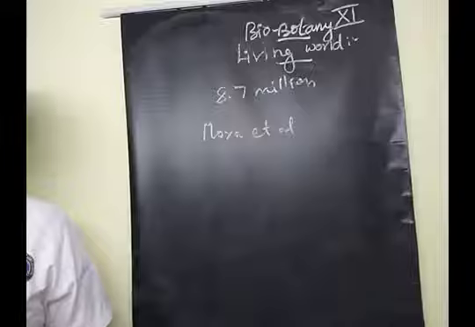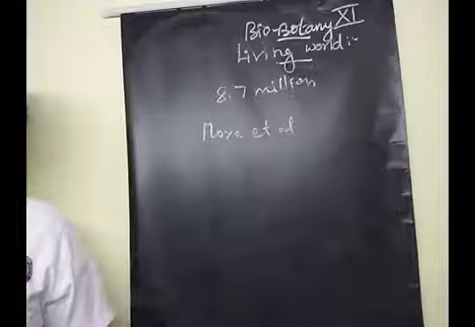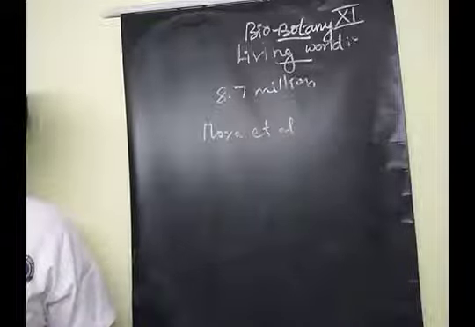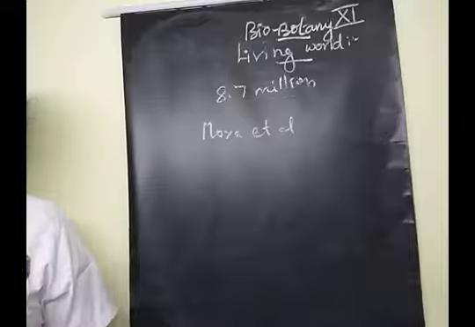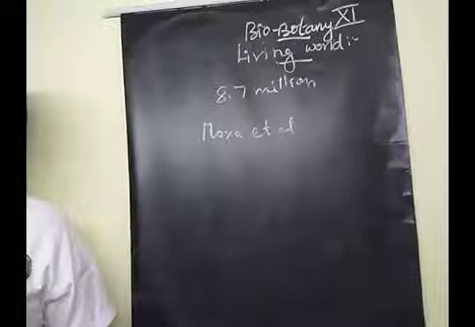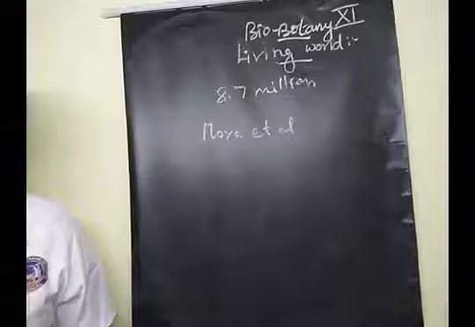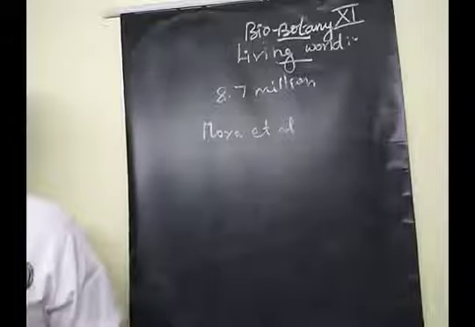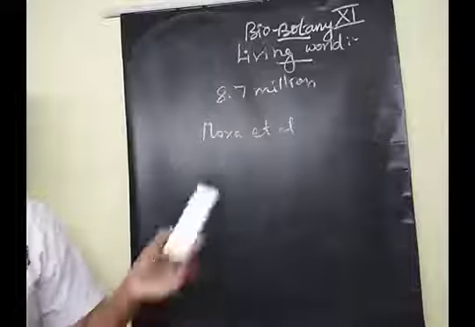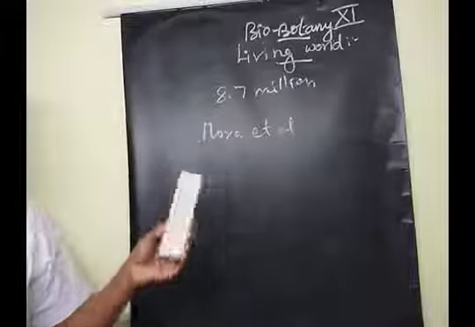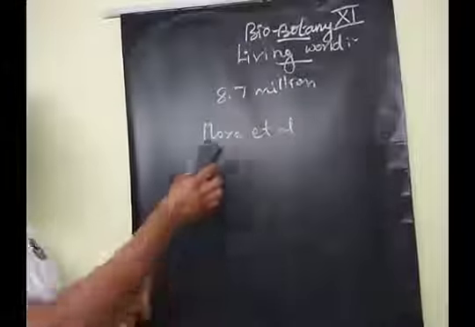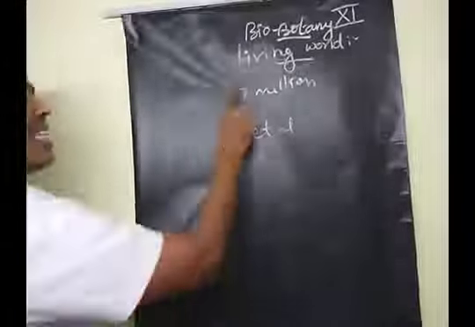Say some examples of plants. Very good. Algae, bryophyte, pteridophyte, gymnosperm, angiosperm. These are the certain plant types. Clear? The next one, we are going to learn the next subtopic in this chapter: attributes of living organisms.